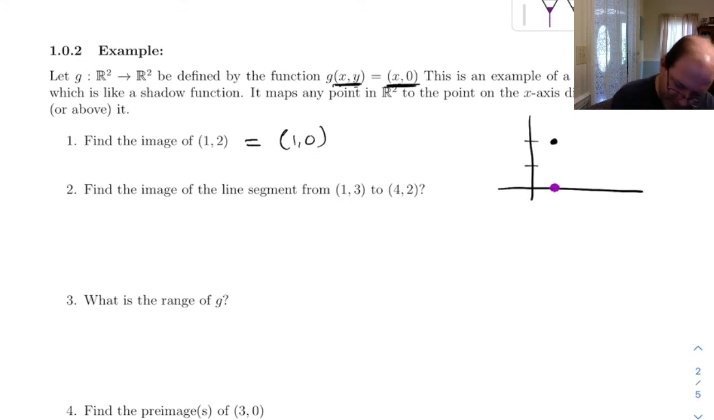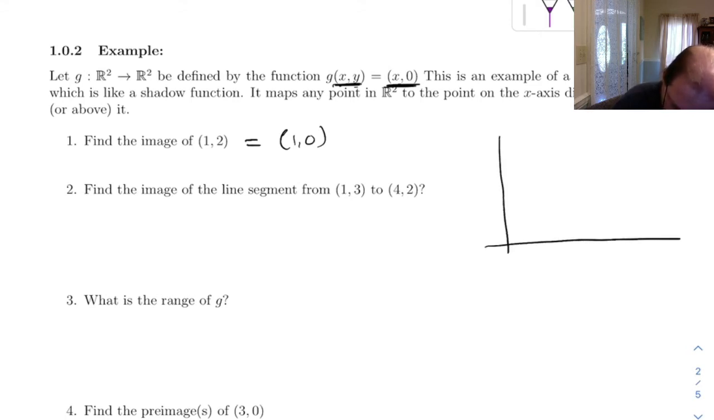Now this next part says find the image of the line segment from (1, 3) to (4, 2). All right. We'll talk about this more a little bit later, but if you're finding the image of a line segment, what you can do is just take the image of every point along the line. So let me draw that. I'll just do it on here in black. The points (1, 3) to (4, 2). Actually, I'm going to redraw this. So (1, 3) is going to be here. (4, 2) is going to be here.